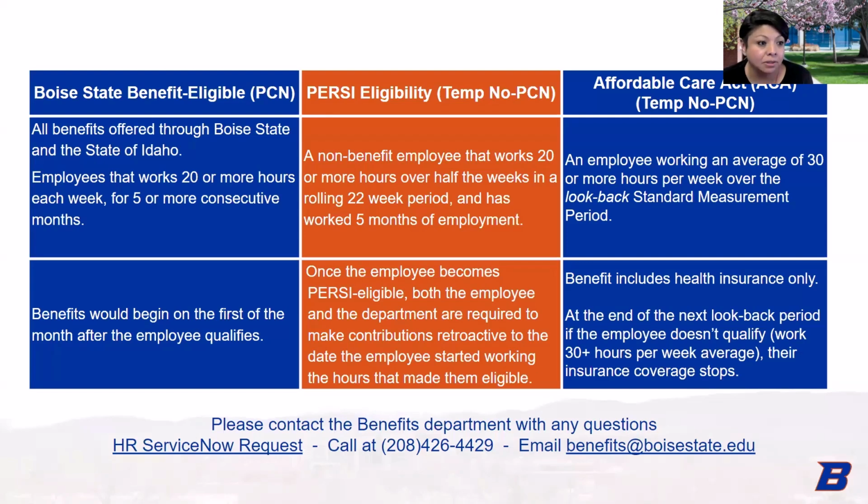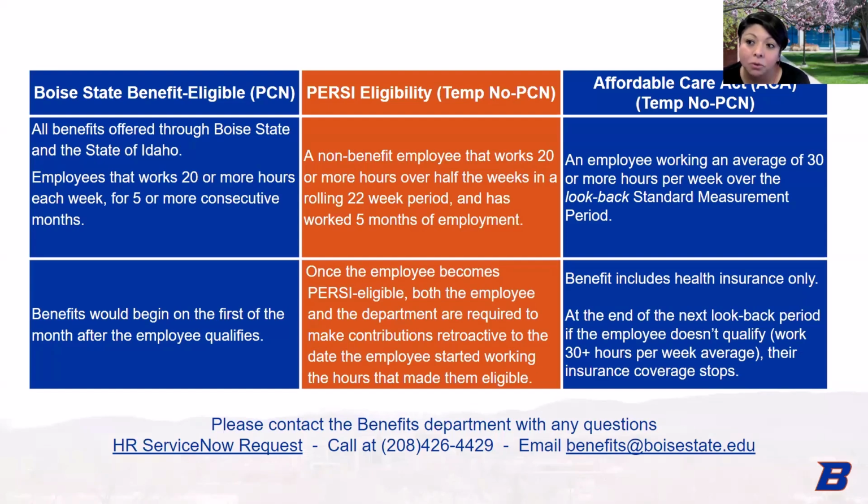Temporary non-benefit eligible employees have some things to look out for prior to submitting a hire for them. If a non-benefit eligible employee works 20 or more hours over half the weeks in a rolling 22-week period and has worked 5 months of employment, they will trigger PERSI. Once the employee becomes PERSI eligible, both the employee and the employer will be required to make retroactive contributions back to the date that they started working that made them eligible. So if they worked for a year, both the employee and the employer would have to pay back those contributions for an entire year.